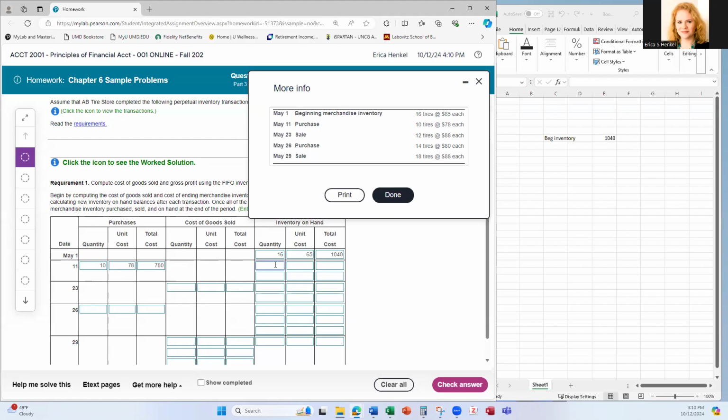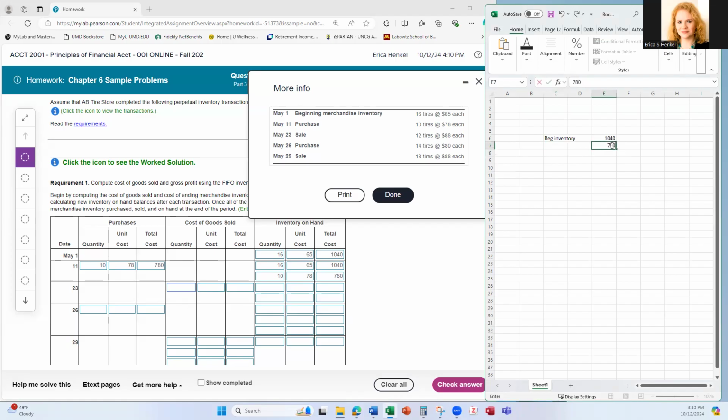So now we have two layers of inventory here. All right, we've got the original inventory, and then we've got the new inventory that we just purchased. All right, so that's what we have sitting here. So the total value at this point then is the original $1,040, plus the $780, total of $1,820 between these two, okay?